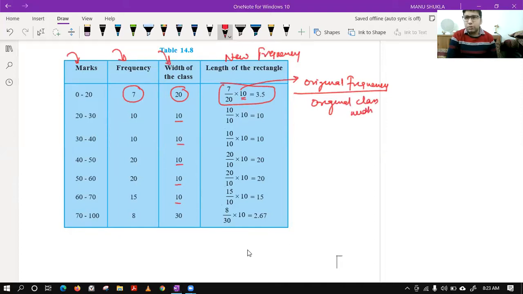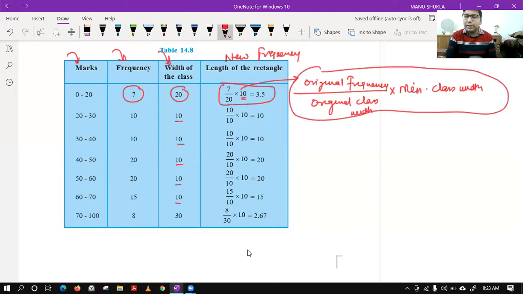multiplied with minimum class width. Everyone please confirm, are you able to understand this formula? If you are not getting the unitary method, just try this formula and you will find all the new frequencies just by this formula. In this case the original frequency is 10, put in the formula, the original width is 10 and the minimum class size is 10 only, so you got the answer as 10.